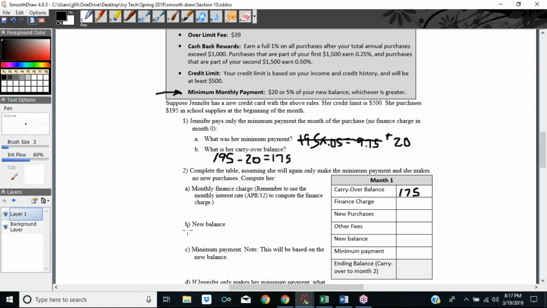So now in month 1, she bought this stuff, she got her billing statement, and now we're starting month 1. Once her due date passes, interest starts to accumulate. So what's the monthly finance charge going to be? She's at 15.99%, so 15.99% divided by 12 times the $175 that she had carried over. The finance charge there is $2.33, just like some of you had up in the chat box.